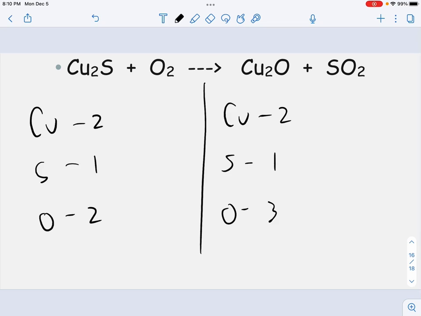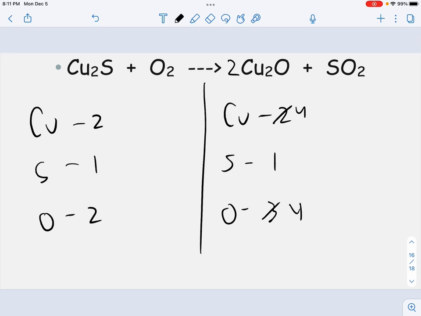So the first thing I'm going to do is I'm going to add a 2 to Cu2O, okay? Let's do that. I'm going to do that, okay? And as a response to that, I now have 4 coppers and I have 4 oxygens, okay? All right, so the only thing that balances is sulfur.